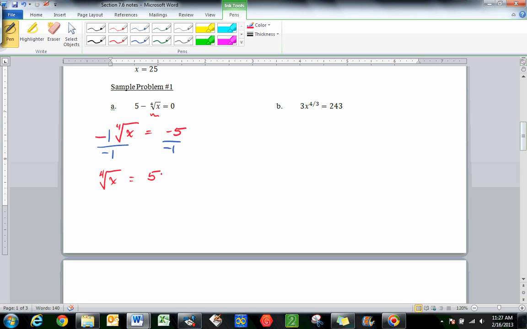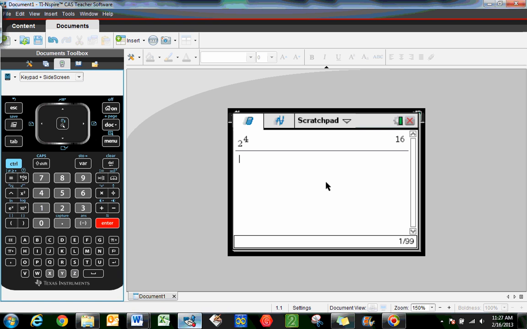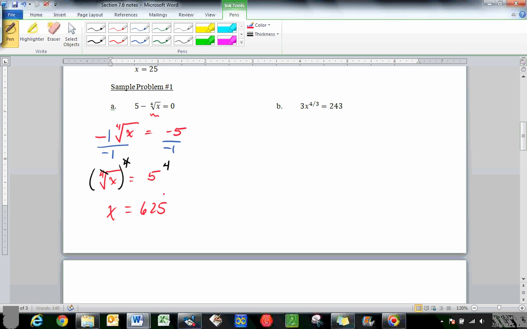Then at this point I have the fourth root of x isolated, so the radical part is by itself. So I'm going to raise the entire thing to the fourth power, and I'm going to do that on both sides. Now the root and the power will cancel each other out, and that leaves me x equals 5 to the fourth power. And if you don't know that yet, you can simply calculate 5 raised to the fourth power, which is going to give us 625. So that's sample problem 1, part A.